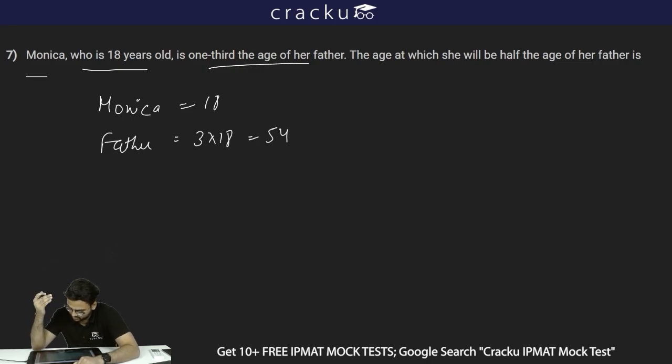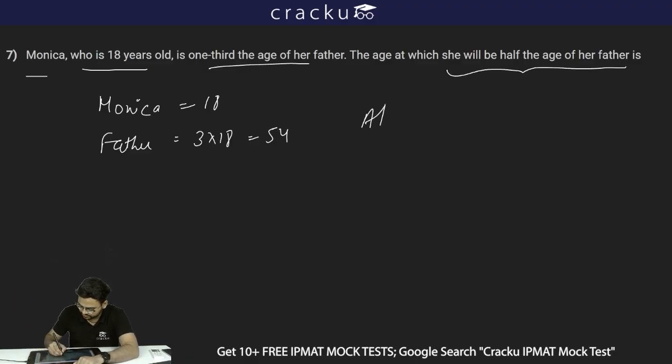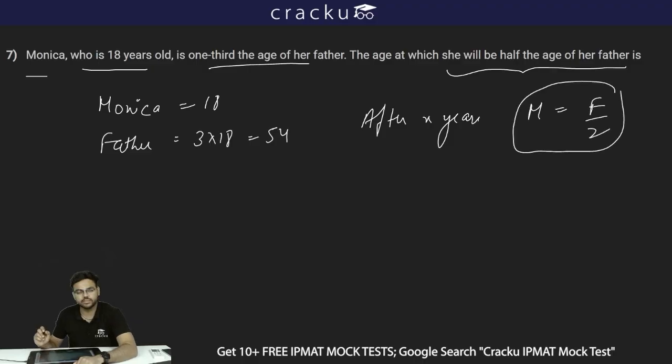The age at which she will be half the age of her father is, let's say after x years, Monica is half of her father's age. If Monica's current age is 18, after x years, her age will be 18 plus x. This should be equal to half into father's age. Monica's father's current age is 54, and after x years, it will be 54 plus x.